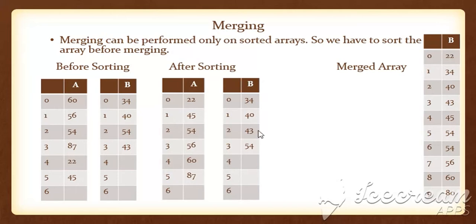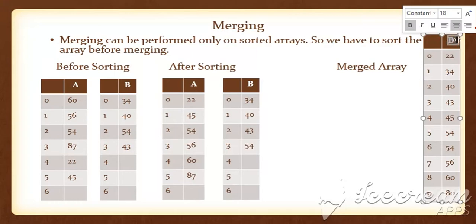Okay, so the arrays have now been sorted, and they are merged into a third array, and let me call it C. C contains the elements of both A and B. So 6 plus 4, 10 elements will be present in the array, and all these elements will be in sorted order. So this is the concept of merging, and let us look at the algorithm and program.